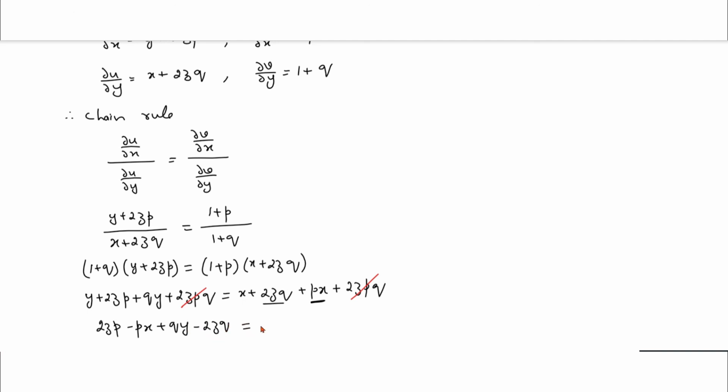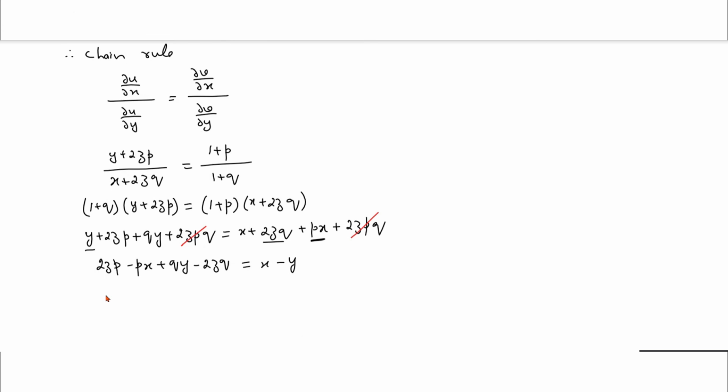here you have the x value. Send this y value to the other side, it becomes minus y. I'll take the value of p common from here, I'll be left with 2z minus x. Here I'll take q common outside, we will get y minus 2z, is equal to x minus y. This is the PDE.